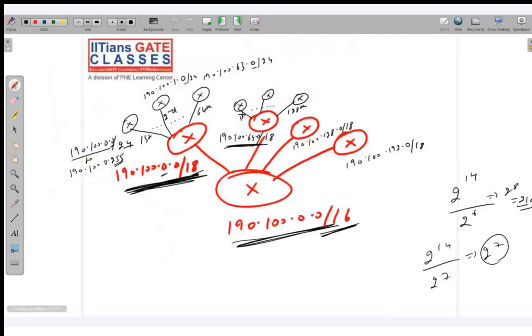So for the first customer or first organization, try to find the first and last. The first IP address will be 190.100.64.0, /18 plus 7, it will be /25. Any doubt here? This was 18, and why have I added plus 7? Because each organization needs 128 IP addresses only. So /25. So now till what point will it go?